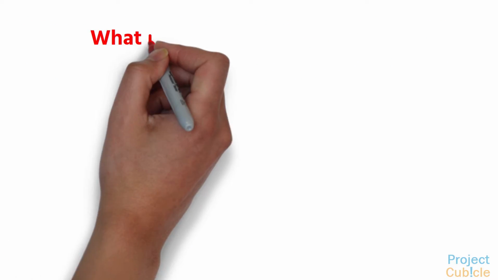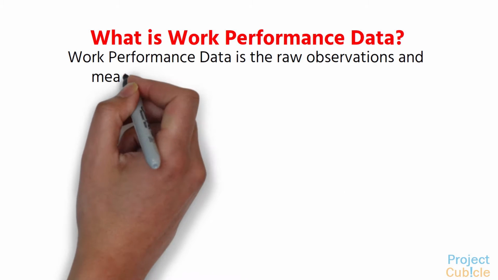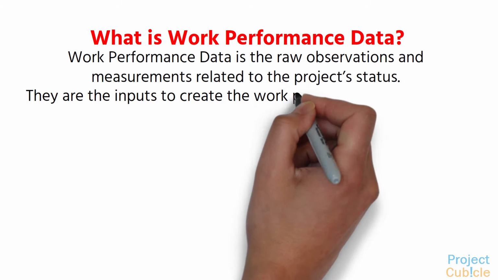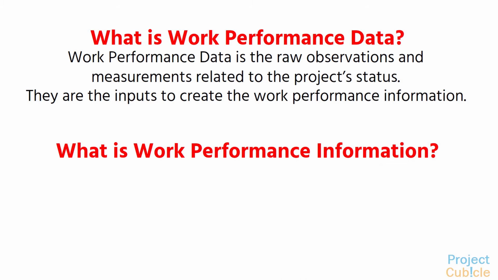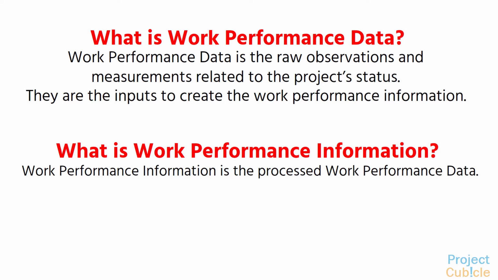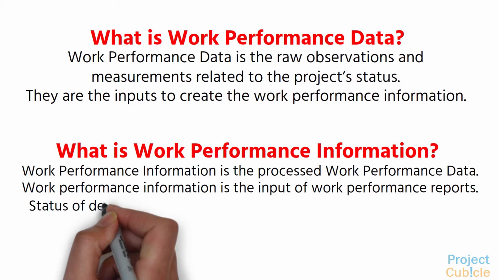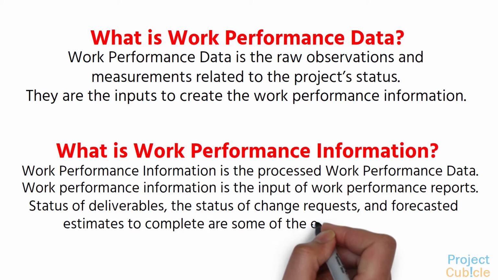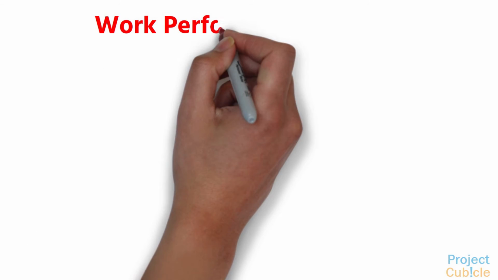What is work performance data? Work performance data is the raw observations and measurements related to the project's status. They are the inputs to create the work performance information. What is work performance information? Work performance information is the processed work performance data. Work performance information is the input of work performance reports. Status of deliverables, the status of change requests, and forecasted estimates to complete are some examples of work performance information.